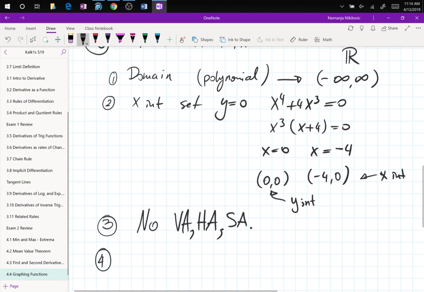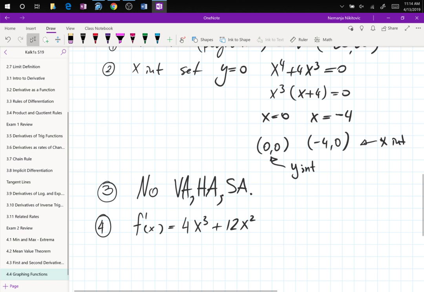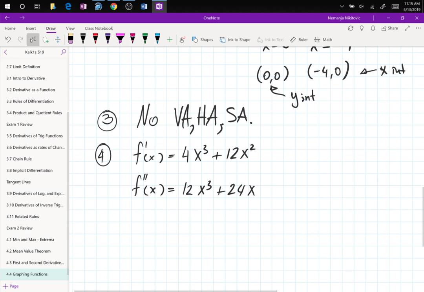Number 4, first derivative. All right, so that will be 4x cubed plus 12x squared. And then we also need a second derivative because we'll have the second derivative test, which is 12x cubed plus 24x. Great.